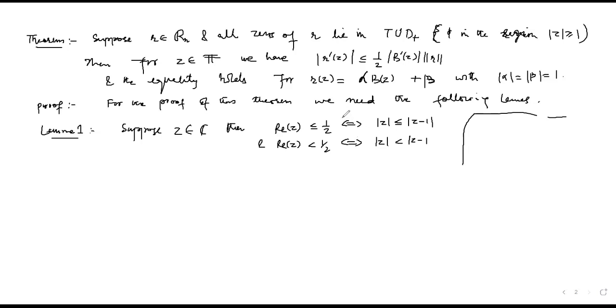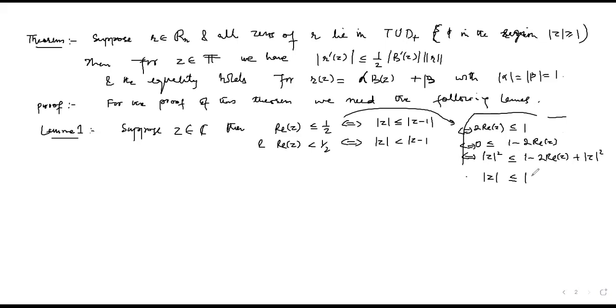So suppose I take the first one. It implies that twice real part of z is less than or equal to 1, which would mean that 0 is less than or equal to 1 minus twice real part of z, which would imply, squaring both sides, if and only if, that modulus of z square is less than or equal to 1 minus twice real part of z plus modulus of z square, which is the same thing as modulus of z is less than or equal to modulus of 1 minus z, which is the same thing as modulus of z is less than or equal to modulus of z minus 1.